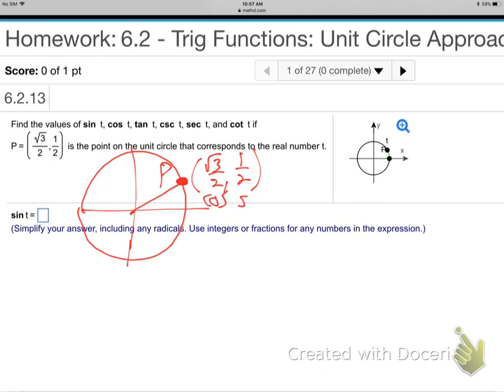The x is always the cosine. The y is always the sine. Do you remember that from your trig days? So yes, that's almost the most important fact. So the x, whenever you're on the unit circle.